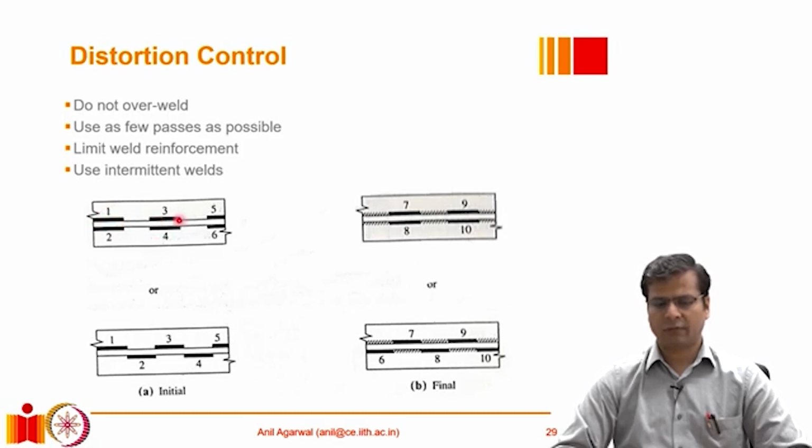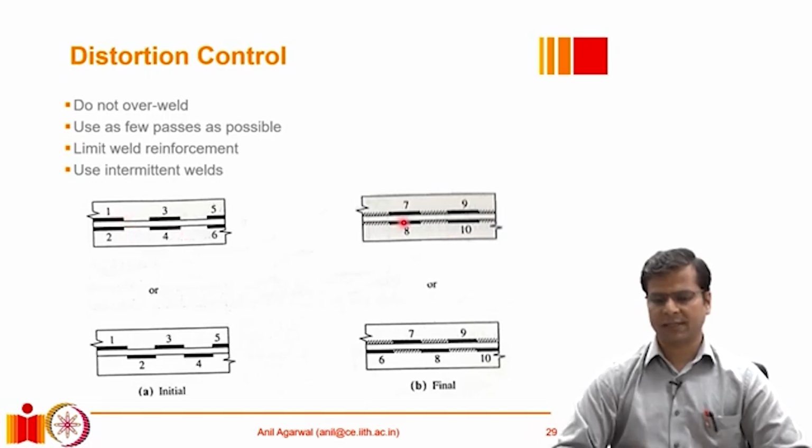So instead of doing the full weld, we split into smaller groups, and let's say each part is 100 millimeters. So we do a 100 millimeter, 1, 2, 3, 4 and so on. With each group, we are always balancing the thermal stresses in such a way that distortion is not very high, and subsequently we come back again and we fill up these spaces. Once we fill up these spaces, then the whole weld is one, and we don't have to consider this as an intermittent weld anymore.